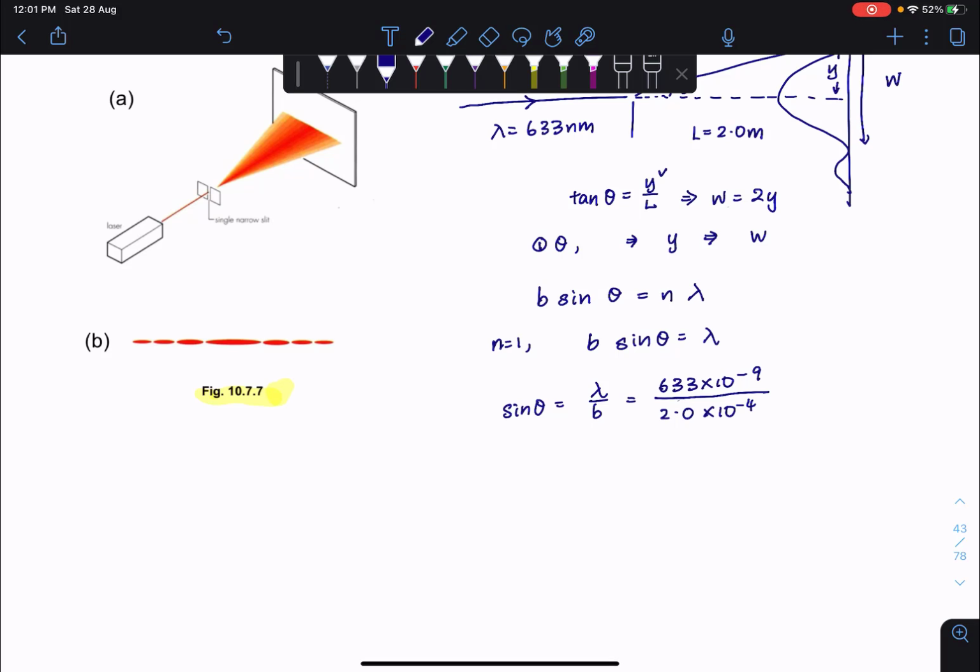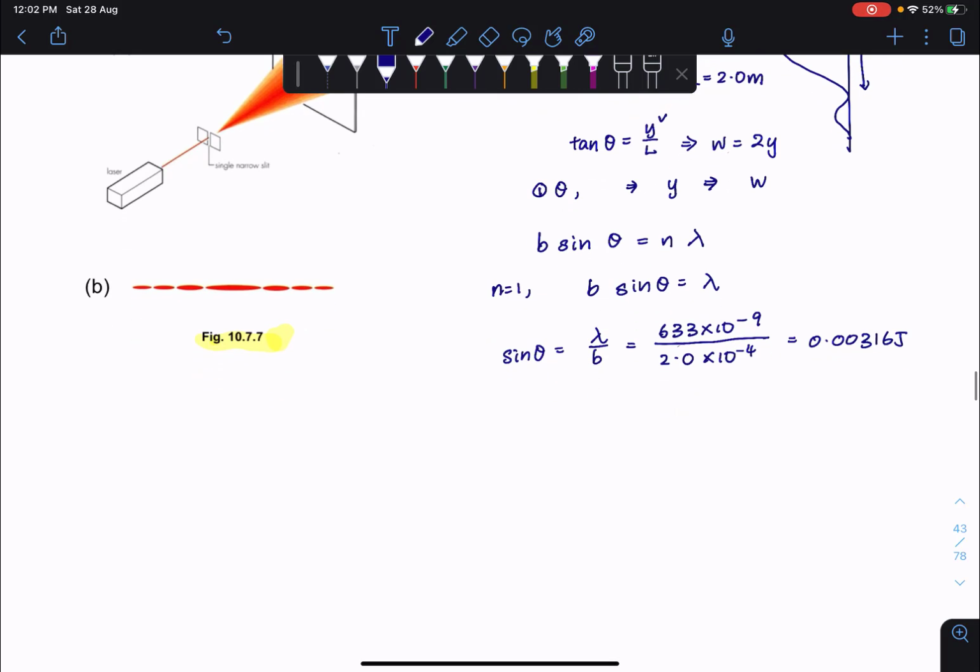Now, if you look at this particular value, you will see that 633 times 10 to the power minus 9 is about 10 to the power of 2 times 10 to the power minus 9, and that will give me about 10 to the power minus 7, and it's divided by 10 to the power minus 4. That typically gives me a value about 10 to the power of minus 3, and that is actually a very, very small number. I'm going to work this out. This is equal to 0.003165.